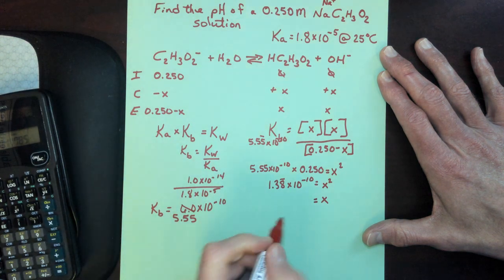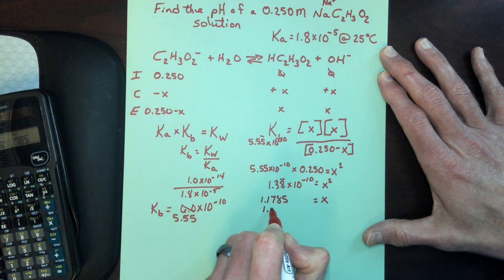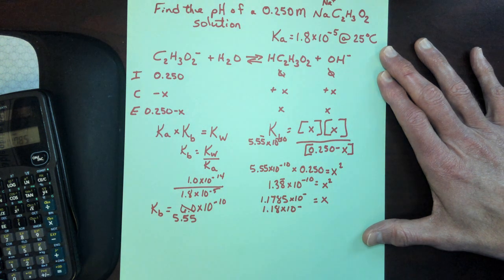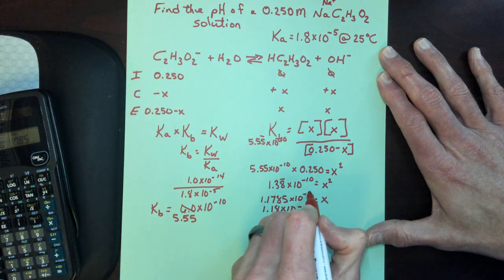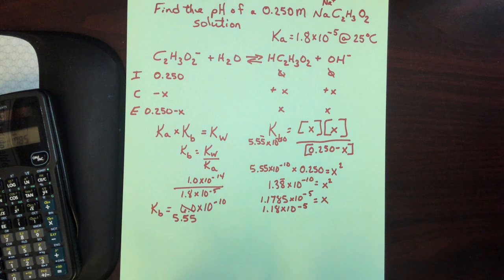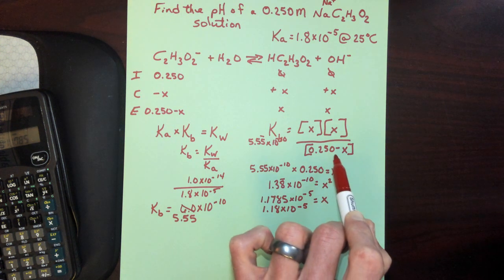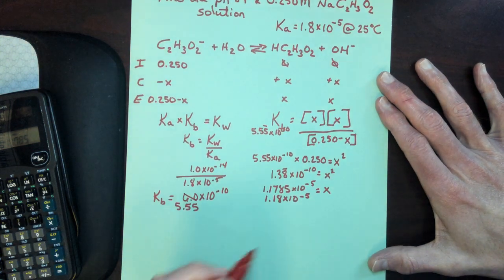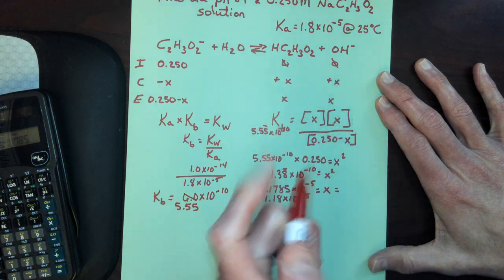Then let's square root it, and we get 1.1785, so 1.18 times 10 to the negative 5. Okay, and this x that I'm looking at, the change, is far less than 5% of 0.250, so that approximation is valid. So x can now be equal to the OH- concentration.